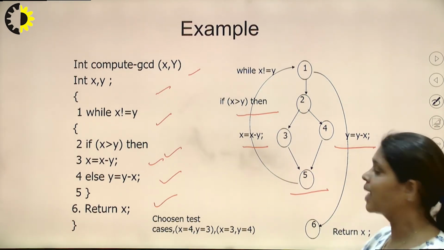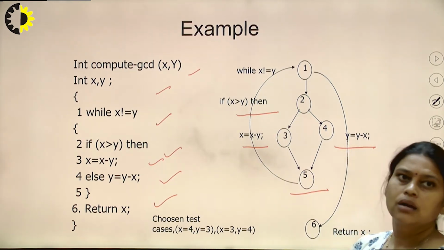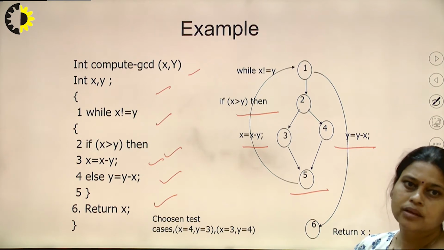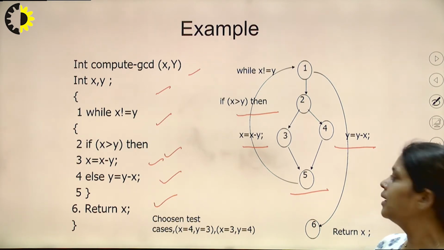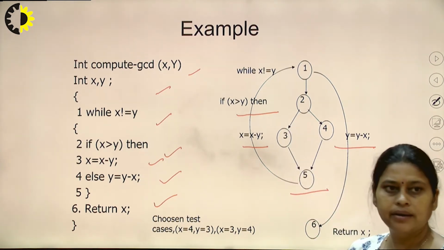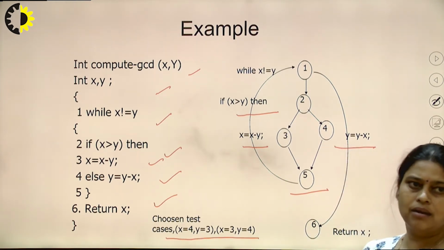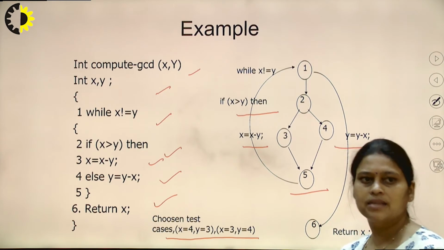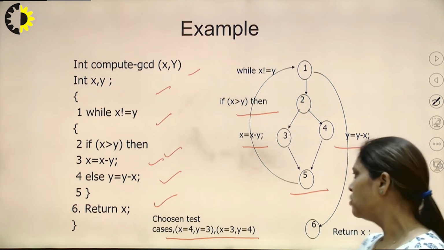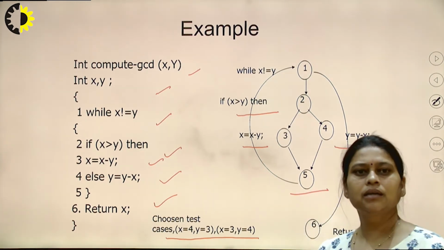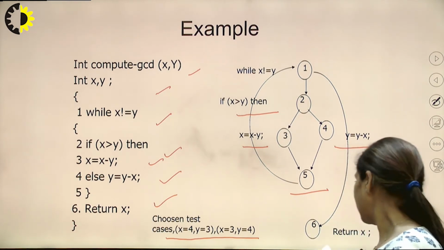Again it will check whether x is equal to or not equal to y, then again this process will be iterated. So we can choose some test cases, put the value of x is equal to 4 and y is equal to 3, and dry run this control flow graph and finally check.